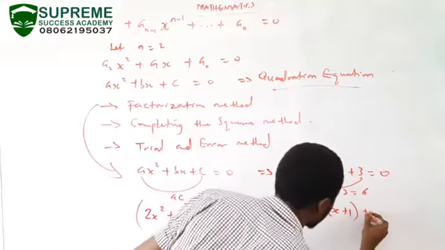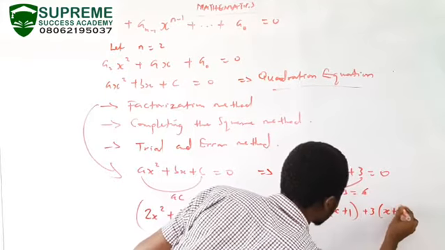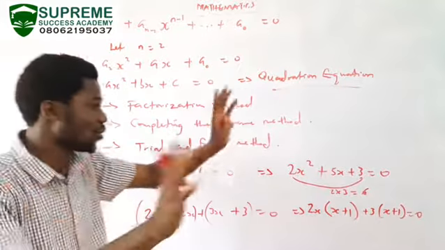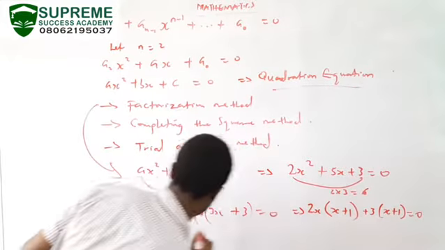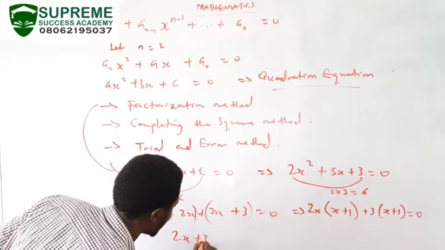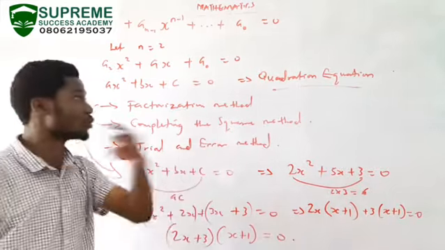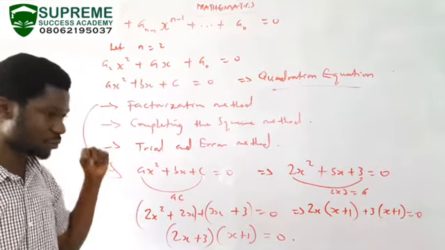3 is the common factor, plus 3, into what? x plus 1 equals 0. Please, the moment you see this and this equal, oh, you are good to go. So you can now bring this one, you can have what? 2x plus 3, then x plus 1 equals 0. That's the solution to that problem.